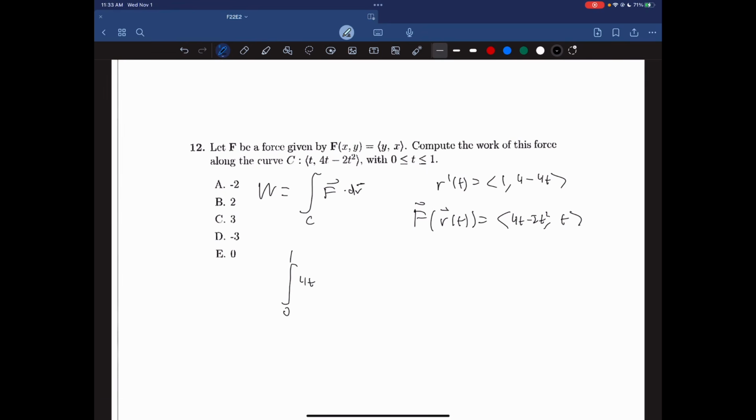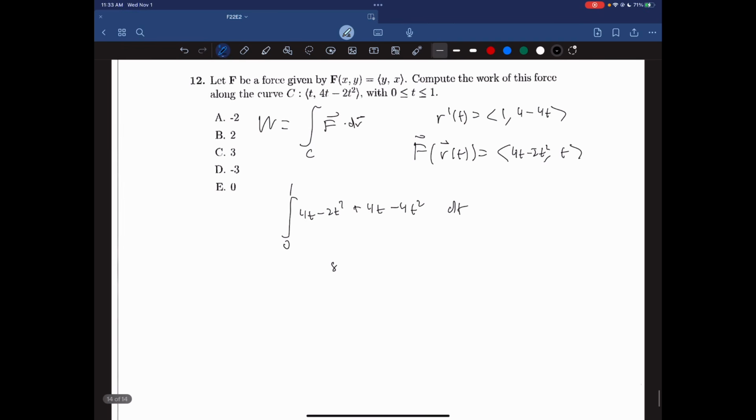So from 0 to 1, 4t minus 2t squared plus 4t minus 4t squared. That should be our dot product, dt. Combining our terms, we get 8t minus 6t squared dt, same integral, 0 to 1. That is 4t squared minus 2t to the third power from 1 to 0. And that should just be 2. 12 is 2. Just to confirm, 4 minus 2 equals 2. All right.